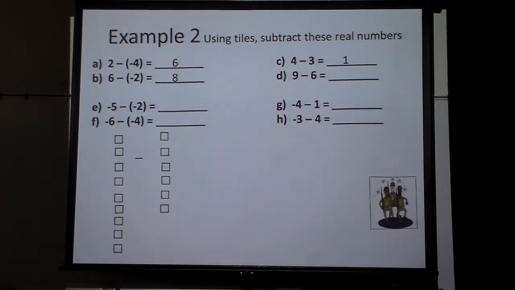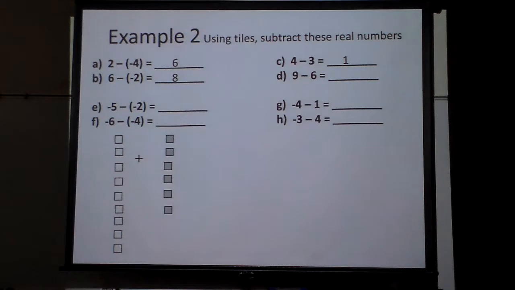The same thing with the 9. 9 minus 6, I can just take away that many of them. Or it's the same as doing that, making this 0 pair plus a negative. 6 of them cancel out, giving me an answer of 3. Right? So now let's look at that next one.